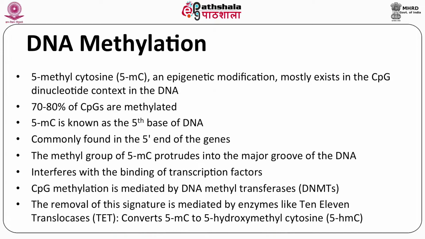These are commonly found in the 5' end of the genes. The methyl group of the 5-methylcytosine protrudes into the major groove of the DNA, where it interferes with the binding of transcription factors.